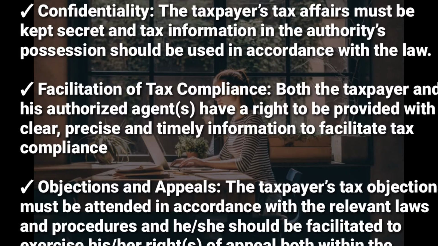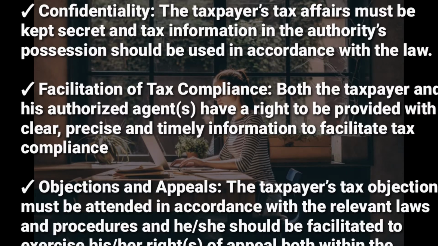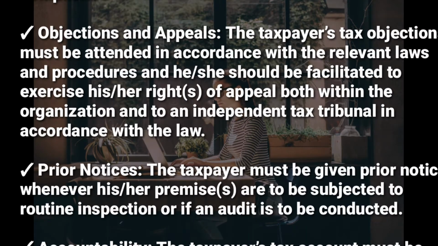Then a taxpayer has a right to objections and appeals. The taxpayer's objections must be attended to in accordance with the relevant laws. Then prior notice. The taxpayer must be given prior notice whenever his or her premises are to be subjected to routine inspection, or if an audit is to be conducted, you must first notify the taxpayer before doing anything on his property.